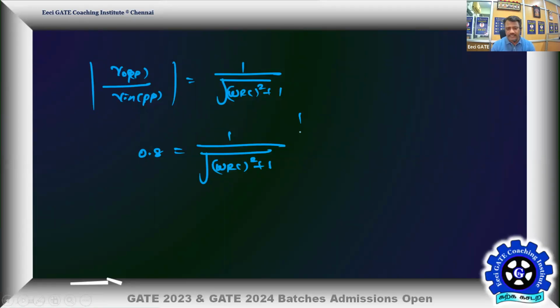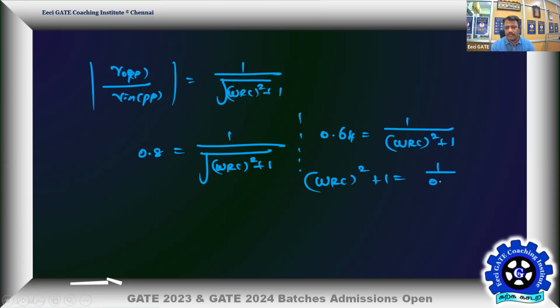So squaring both sides, 0.8 square is going to be 0.64. 0.64 will become 1 by (omega RC) the whole square plus 1. Then from this we can write (omega RC) the whole square plus 1 is equal to 1 by 0.64. So then (omega RC) the whole square is equal to 1 by 0.64, definitely greater than 1, minus 1.